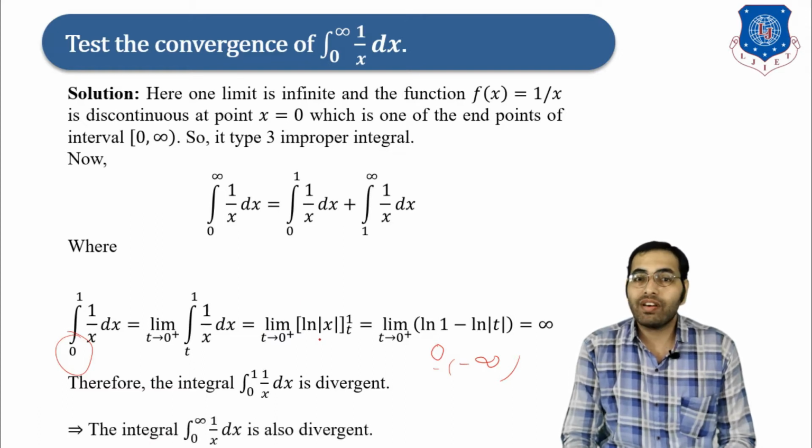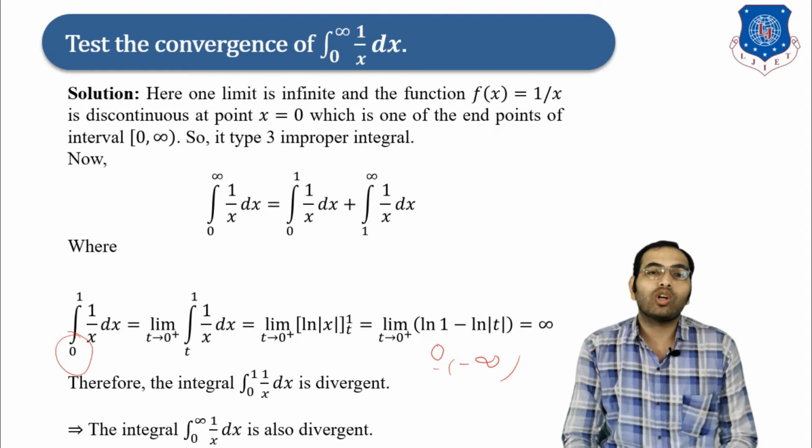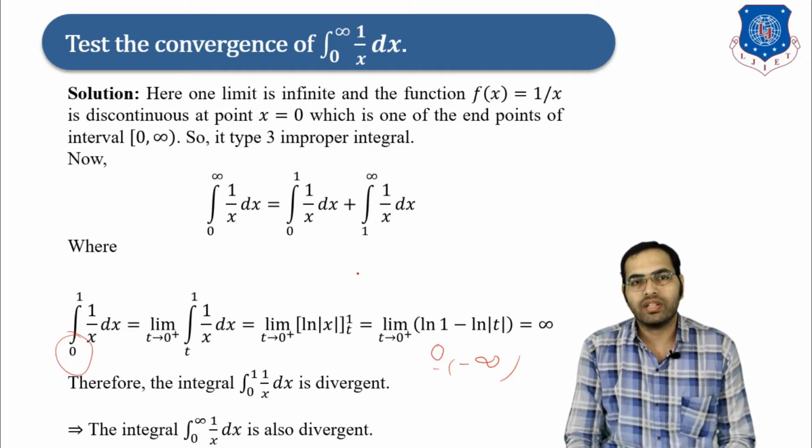therefore the total integral 0 to infinity 1 upon x dx is also divergent. Means I1 is divergent, then there is no need to find I2, whether it is a finite answer or an infinite answer, the total integral automatically becomes infinite, or divergent. Hence integral 0 to infinity 1 upon x dx is also divergent.